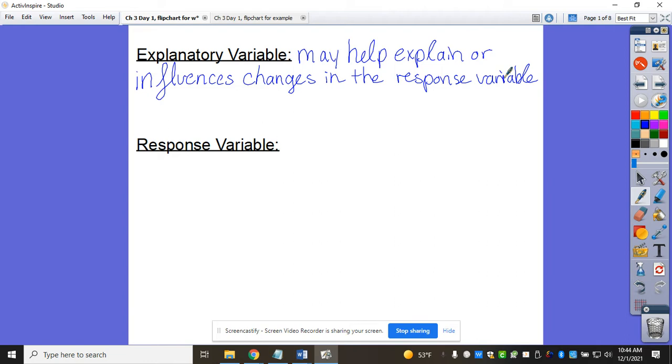Sometimes we're doing stuff to see if there's a relationship, and sometimes it's not as obvious. But for the most part, for our class, unless we come up with an example on our own, we're going to be doing one that has a more obvious explanatory and response. So response is just measures the outcome of a study.